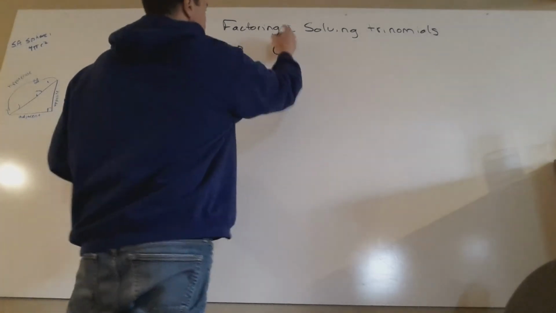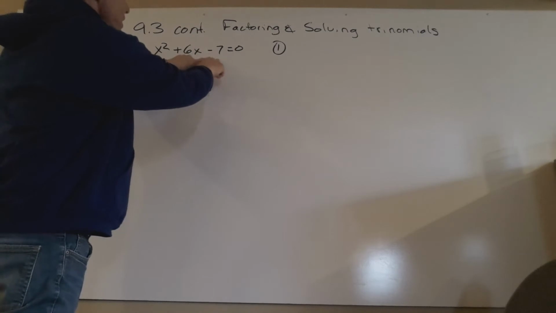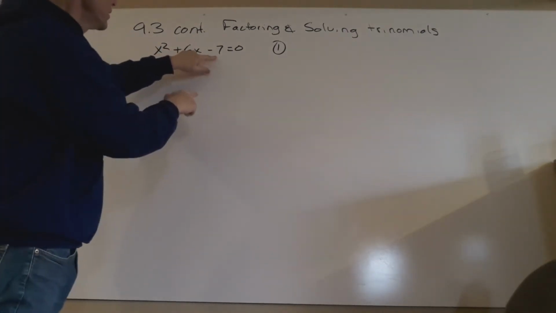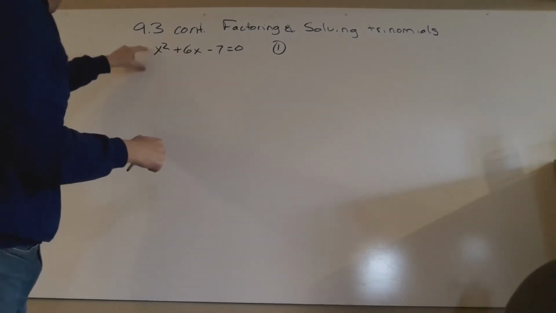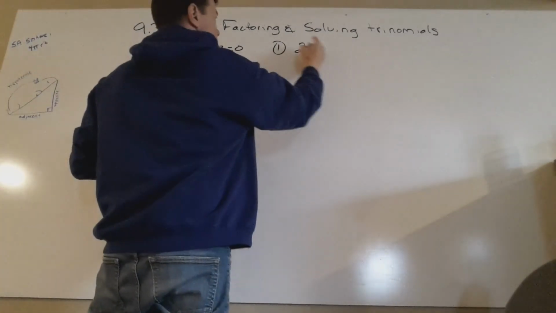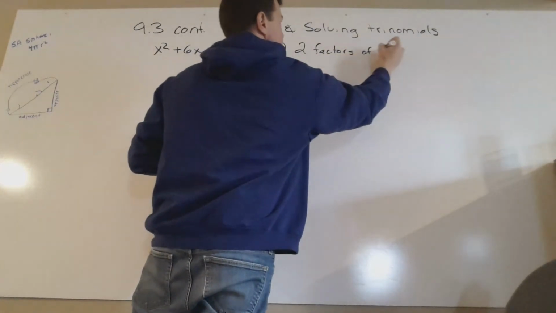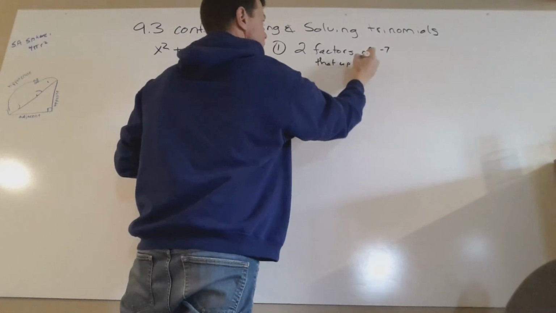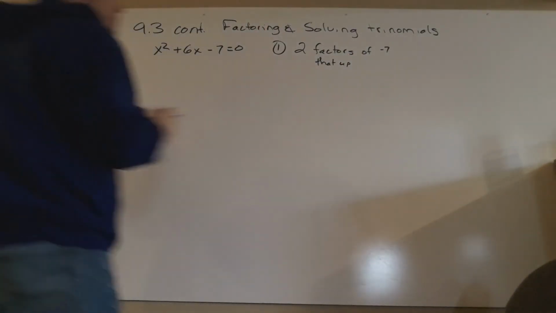Our first step, number 1: two factors of -7 that add up to 6. And I repeat, two factors of -7 that add up to 6. And that works as long as there's no number here in front of the x squared. So, two factors of -7 that add up to positive 6.